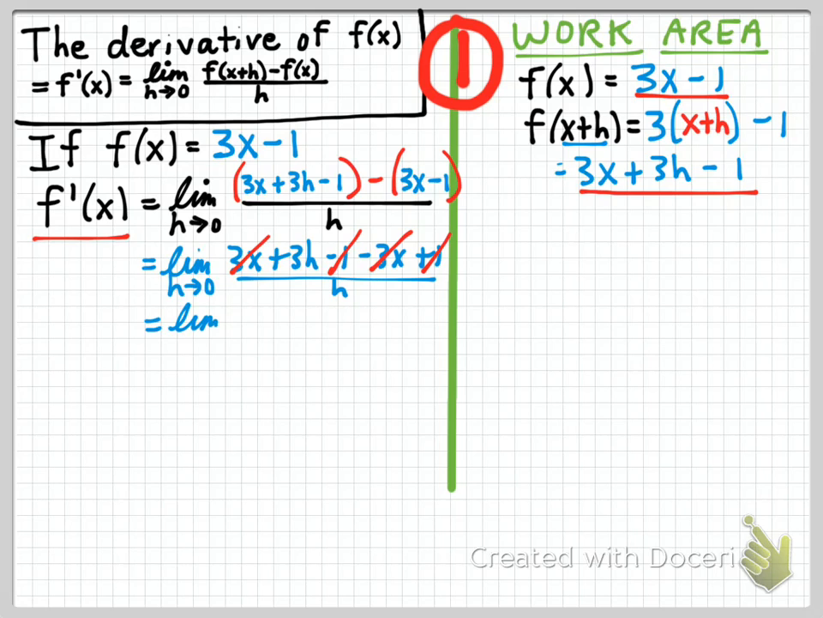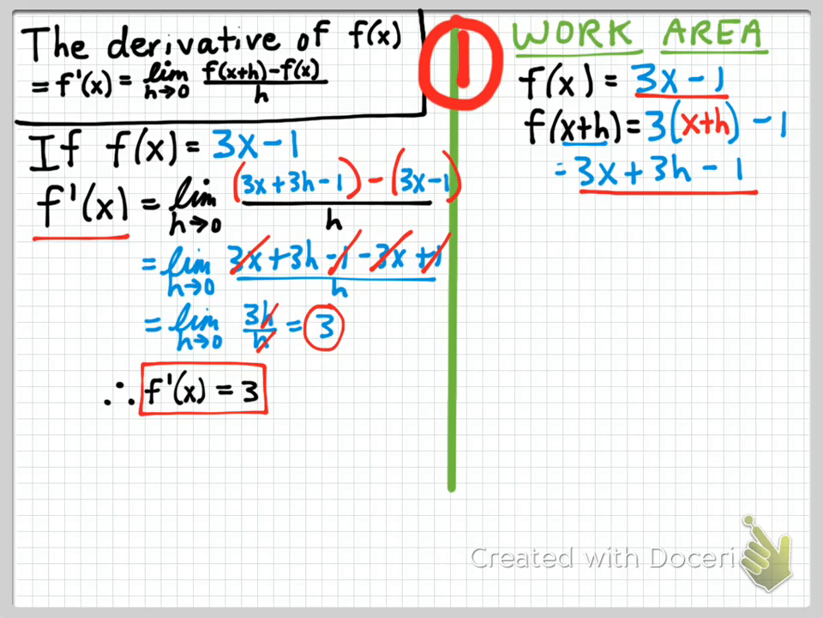And so we end up getting equals the limit, and I want to see you write that every time, as h approaches 0, of 3h over h. And so those h's are going to cancel as well, and we just get 3. So the limit as h goes to 0 is 3. Therefore, we say the derivative f prime of x is equal to 3. And that's the answer. It's okay for the derivative to be a constant, and you're going to see why that happens more often. So that's the first one.